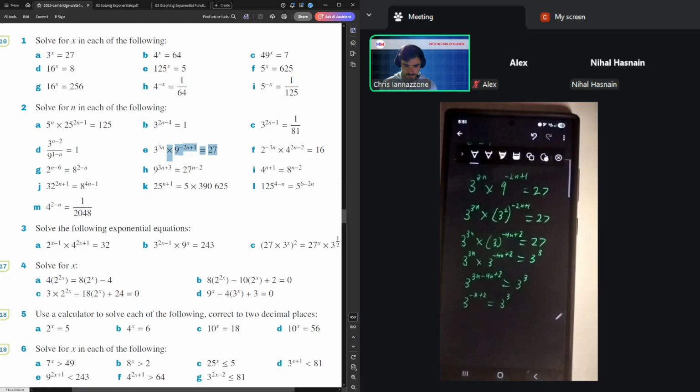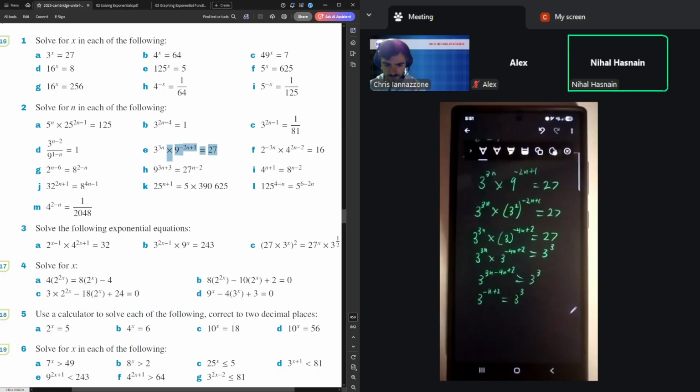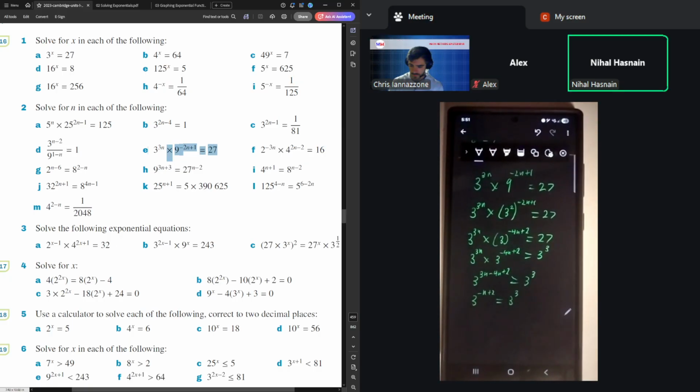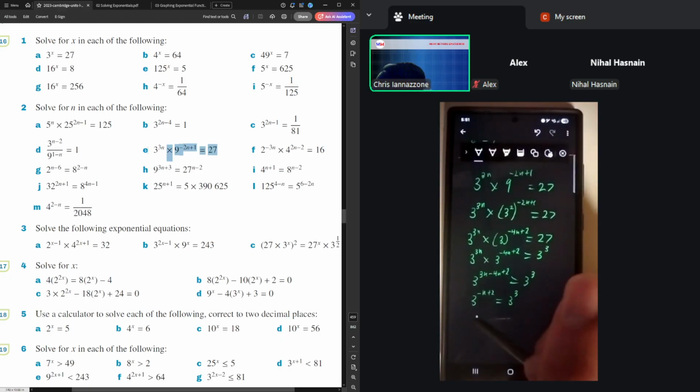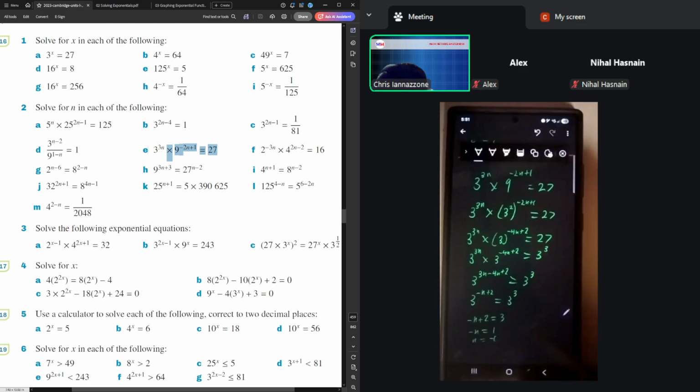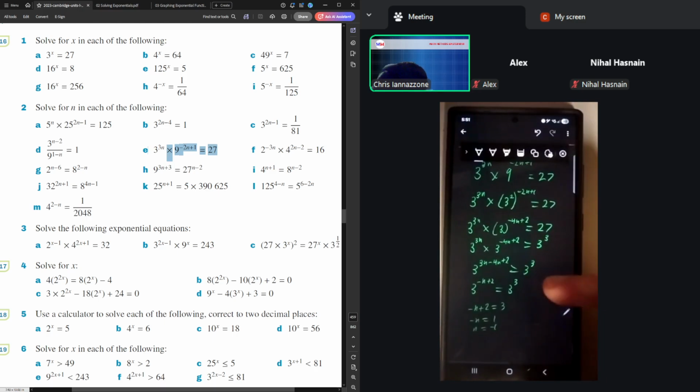What else? The left-hand side and the right-hand side have one term and they have the same base, so we can equate the exponents to each other. Bang on. Yeah, perfect. Same base, we don't have to care about it anymore. Minus n plus 2 is equal to 3, minus n is equal to 1, n is equal to minus 1. Nice.